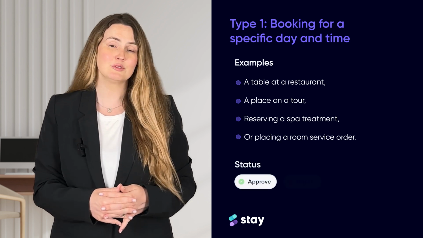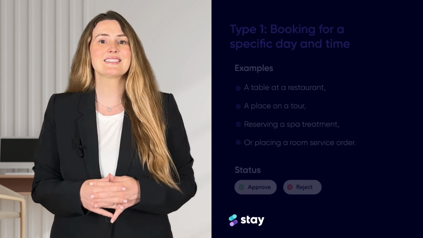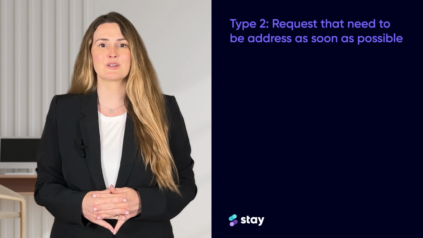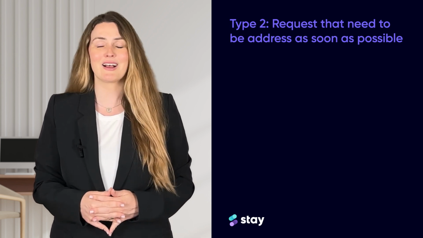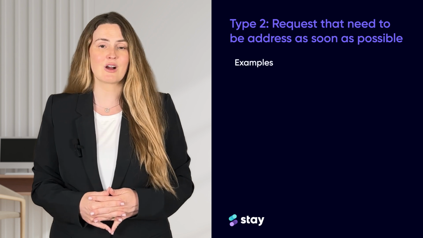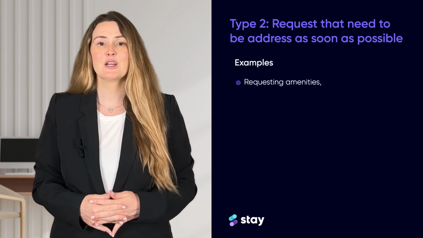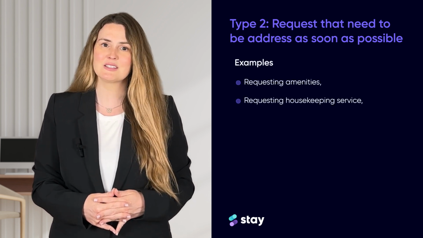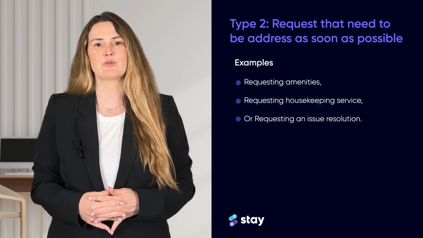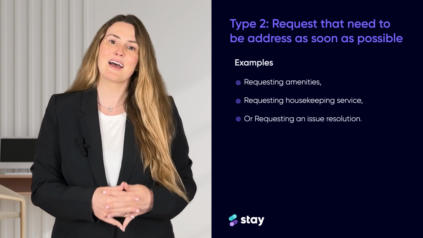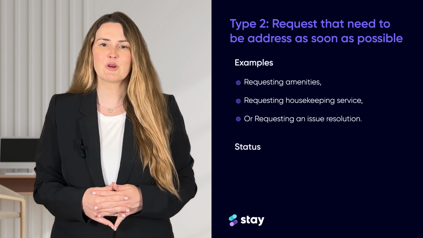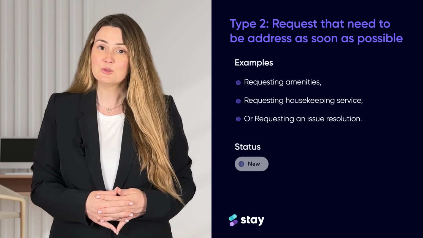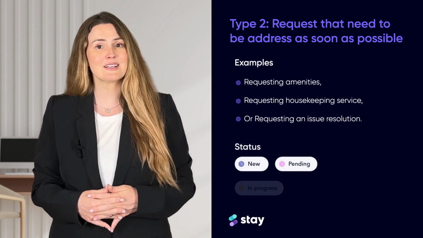From the staff side and at the time of management, the status of these bookings can be either approved or rejected. The second type is requests and orders for products or services that the guest needs as soon as possible. Some examples are requesting amenities, requesting housekeeping service, or requesting an issue resolution. From the staff's perspective and during the management process, the status of the request can be new, pending, in progress, or solved.